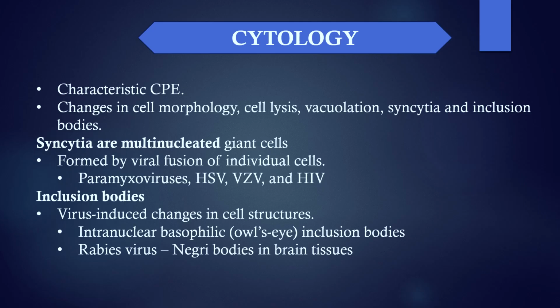The inclusion bodies are either histological changes in the cells caused by viral components or virus-induced changes in cell cultures. For example, intranuclear basophilic inclusion bodies, otherwise called owl's eye formation, are found in large cells of tissues with cytomegalovirus infections. The most pragmatic identification is the rabies virus formation of Negri bodies in the brain tissues after a rabies viral infection.